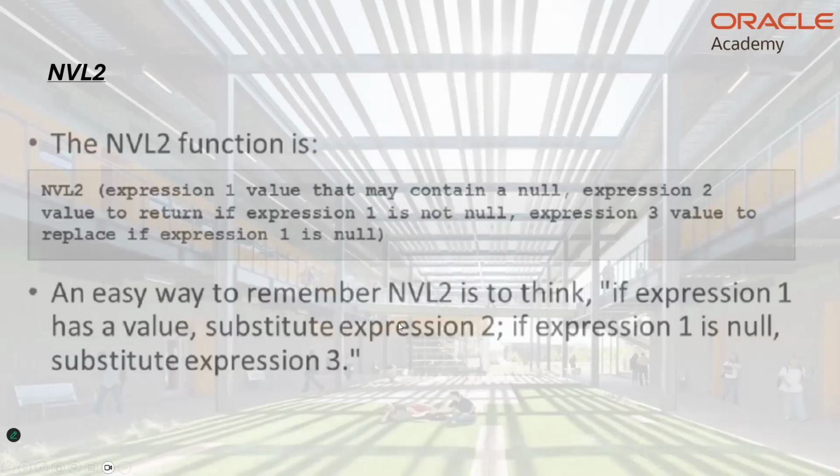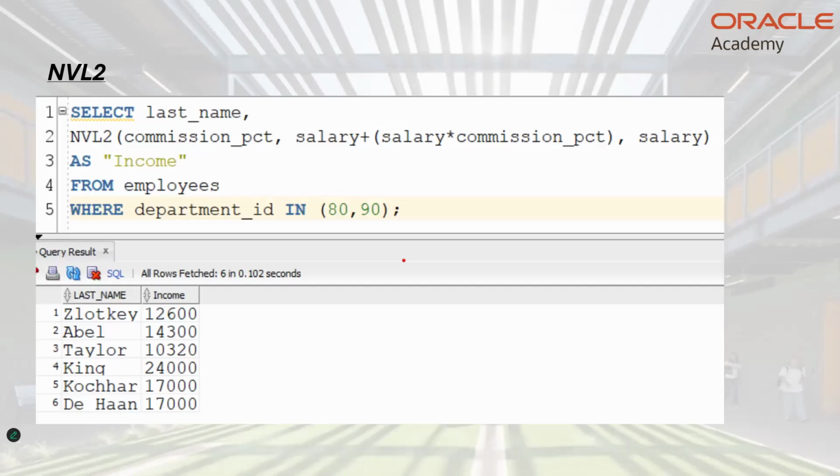Here's the syntax. An easy way to remember NVL2 is to think: if expression 1 has a value, substitute expression 2. If expression 1 is null, substitute expression 3. So let's take a look at this example. It's probably easier to understand.